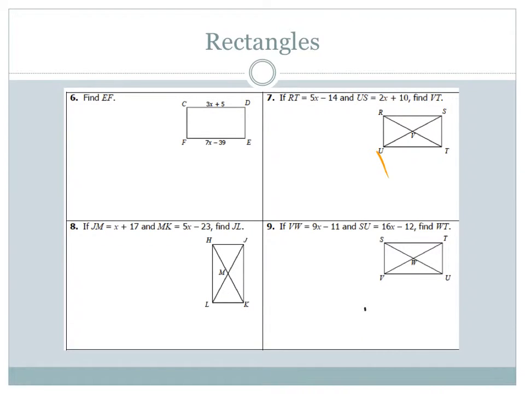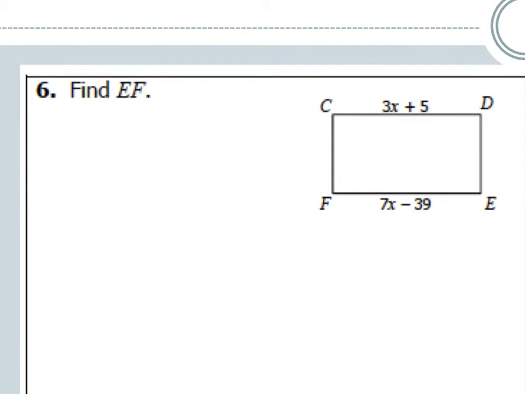Alright, let's go ahead and look at this one. We have some random little pen marks all over, but that's fine. Looking at this one, it says find EF, and it tells me that CD is 3x plus 5 and EF is 7x minus 39. Definition of rectangles tells me that those sides are congruent to each other, so we're going to set them equal to each other. So we have 3x plus 5 equals 7x minus 39.